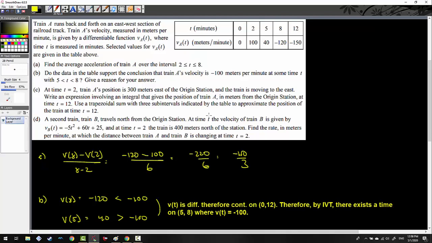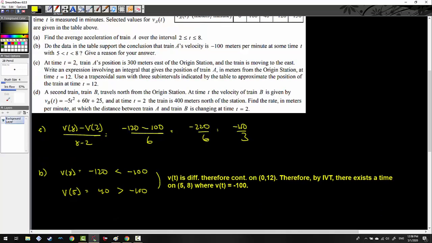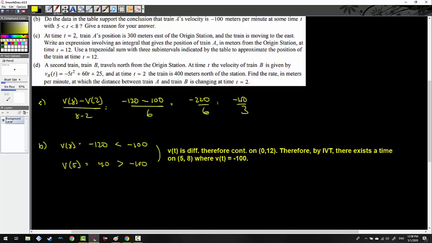So typical intermediate value theorem question right there. Establishing the continuity is going to be the key to that problem. If you don't, you're not going to be eligible to earn those points.